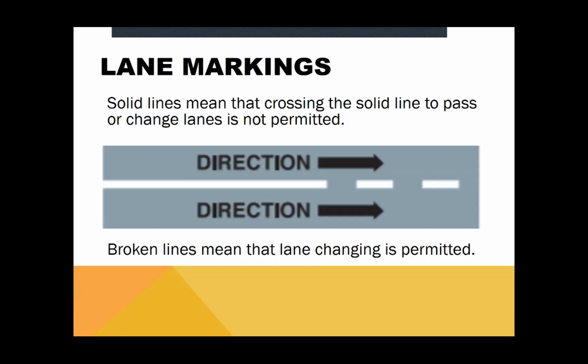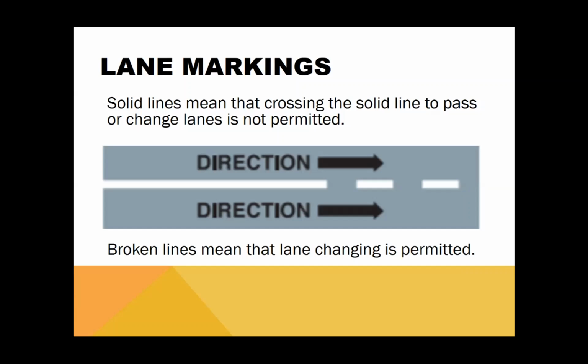And then these lane markings, whether they're yellow or white, they can either be solid or they can be broken lines, is what they're called. So the solid line means that crossing over that solid line to pass or do a lane change is not permitted. If it's solid, you cannot cross that thing. So think of it as like an imaginary barrier. If it's solid, you can't be passing that line.